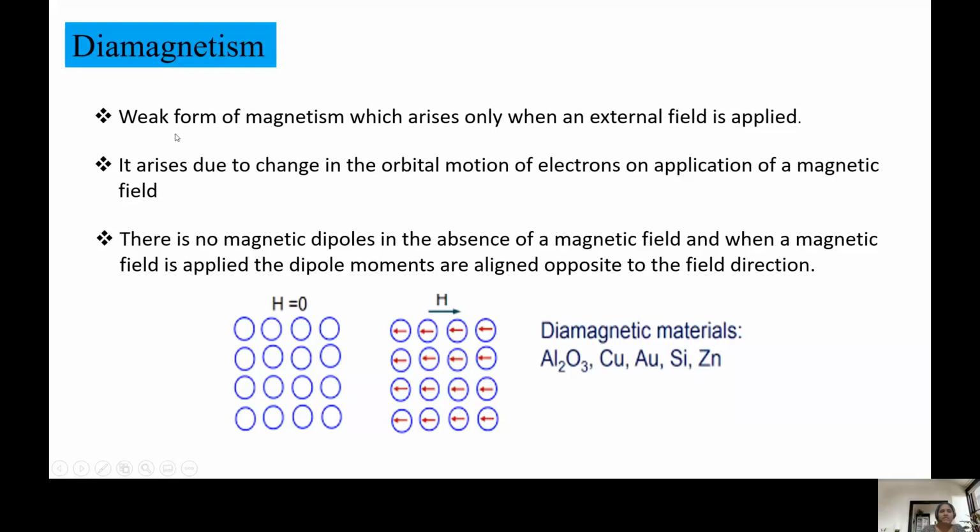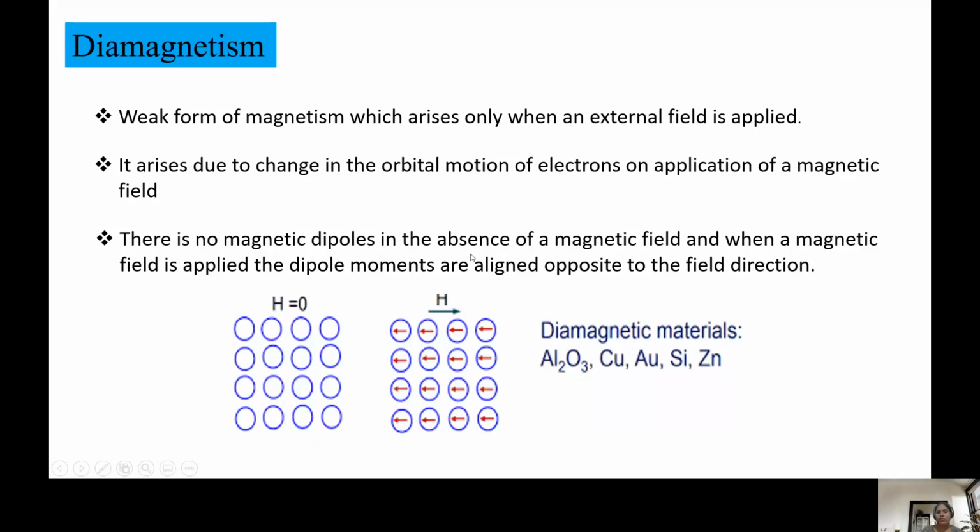This is a weak form of magnetism which arises only when an external field is applied. Before applying the external field, these diamagnetic materials are like non-magnets. When you apply the external field, due to the change in the orbital motion of electrons, magnetic moments arise and the magnetism develops. As I already told, the force of the applied field changes the velocity and angular momentum of the electrons and produces the magnetic moments.